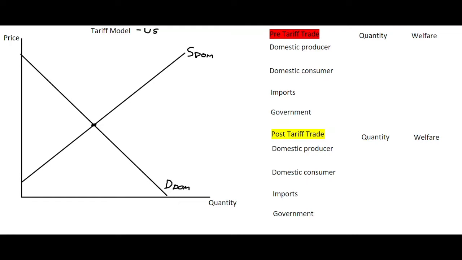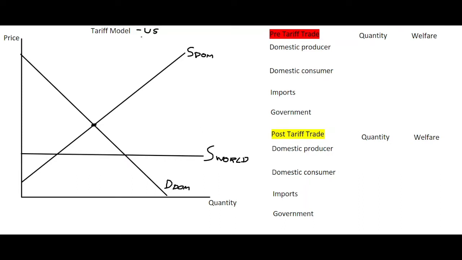To represent trade, what we are going to do is draw a horizontal line, and that horizontal line is drawn as follows, where we have supply. So it's the supply from countries outside the United States. So we call that supply from the world. So these are other producers outside of the US who are exporting into the US, making the US importers of products.